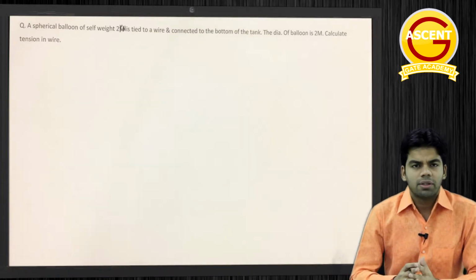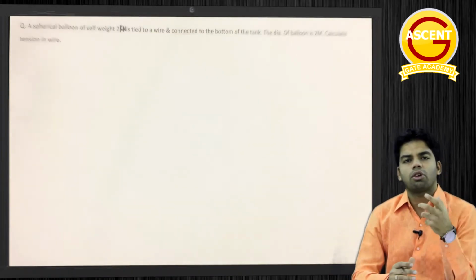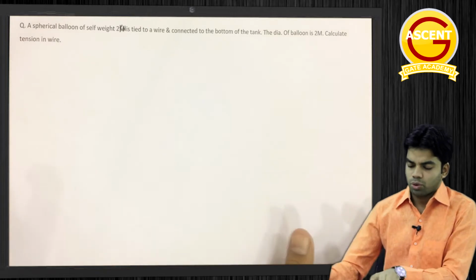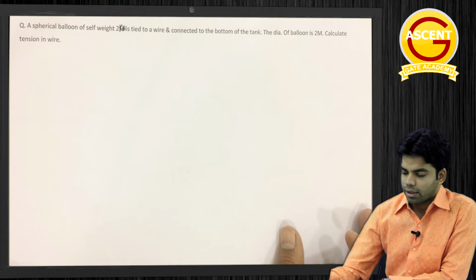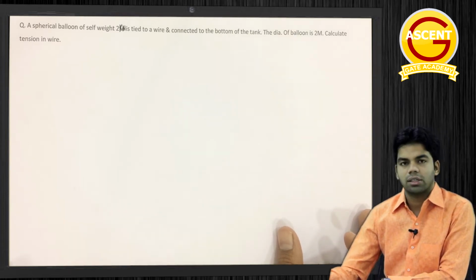Okay, so now we will solve a few questions related to this topic of buoyancy. The very first question says: a spherical balloon of weight 2 kilonewton is tied to a wire connected to the bottom of the tank. The diameter of the balloon is 2 meter. Calculate the tension in the wire.